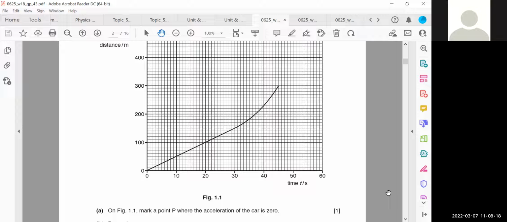When speed is constant, the acceleration is zero. Where is the speed constant? From 0 to 30 seconds, that's when the speed was constant. Yes, children, this is the distance versus time graph, and this straight line up to 30 seconds shows that the object is moving with a constant speed. So anywhere on this line between 0 and 30 seconds, acceleration of the object will be 0.